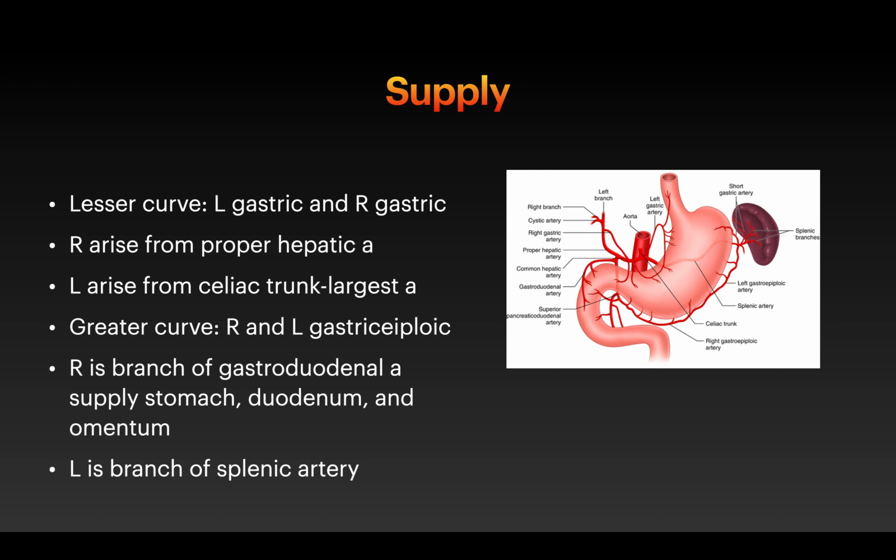So the lesser curve of the stomach is supplied by the left gastric and the right gastric arteries. The right will come from the proper hepatic artery, and the left will come straight from the celiac trunk. The greater curve is going to be supplied also by the right and left gastroepiploic artery, and the right is going to be a branch of the gastroduodenal artery, and that will also supply the stomach, the duodenum, and the omentum. And the left is going to be a branch of the splenic artery.